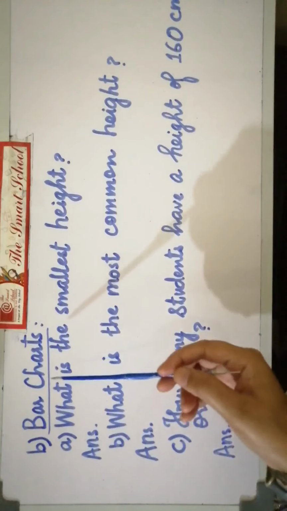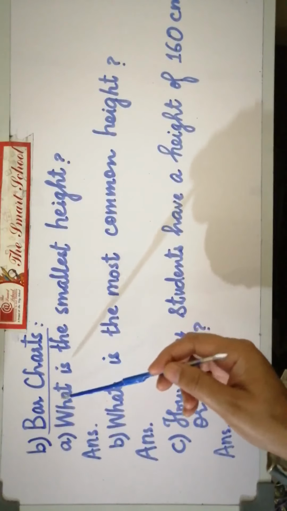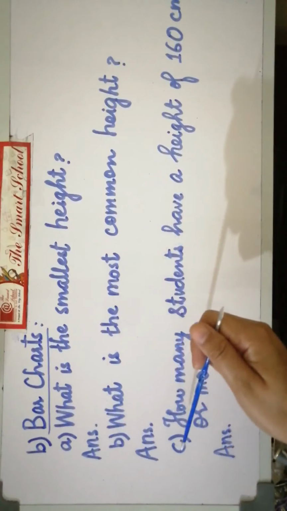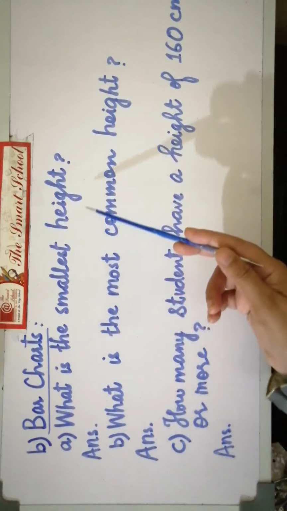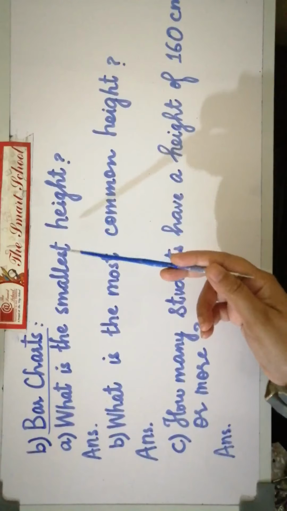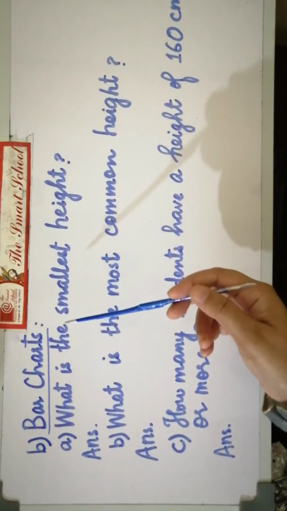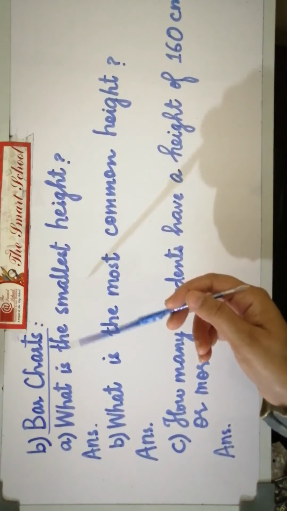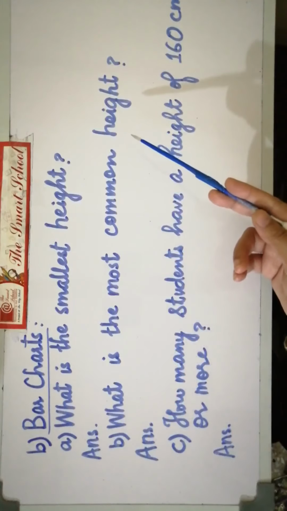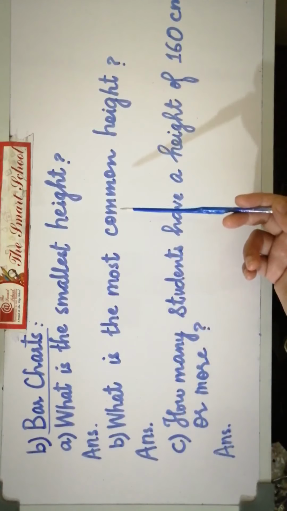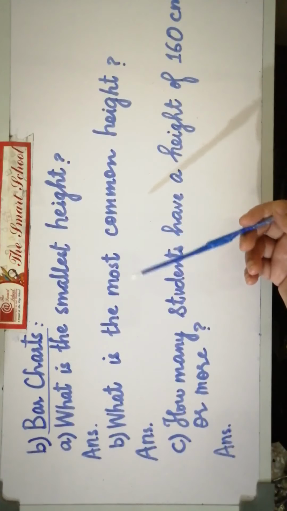Students, looking at the bar chart which is given in your book, you have to attempt all these bars A, B, C. The first question which is given here: what is the smallest height? सबसे छोटी height किस बच्चे की है, किस student की है? You have to find out the answer from your bar chart. What is the most common height? सबसे आम height किसकी हैं, जो कि क्लास में सब बच्चों की बराबर हैं या इक्वल हैं?